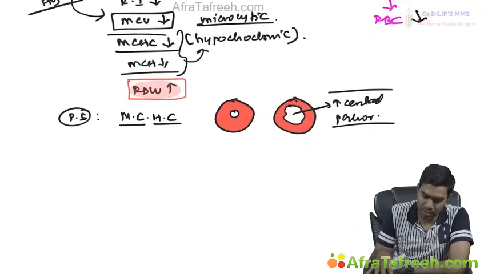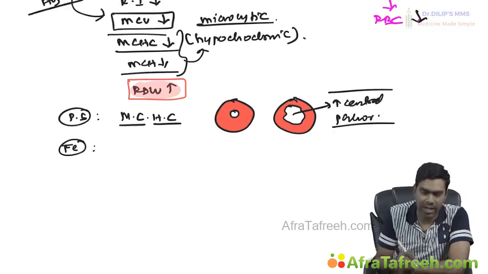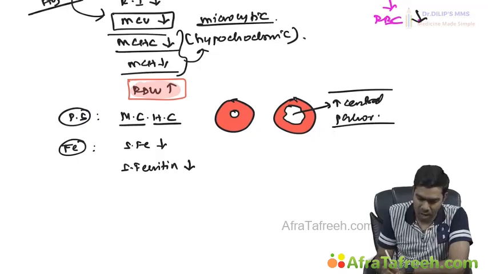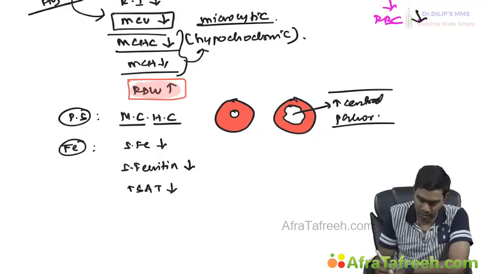These are the things you're going to see in the peripheral smear. Then what are the iron indices? Iron indices, if you ask me, the serum iron will be low. The serum ferritin will be low because stores will be exhausted completely, and your transferrin saturation will be low because of the low iron in the blood.